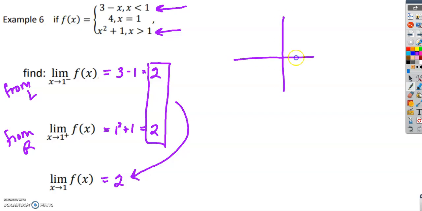Now, this graph actually ends up looking something like this. At 1, I'm 4, a closed dot. I think on this side I approach 2, and then if I plug in some other points, I get something like this. I think this side's quadratic. So notice you do approach the same thing on either side, even though this point is at something different. I didn't ask if when it was equal to 1, I asked as it approached 1.